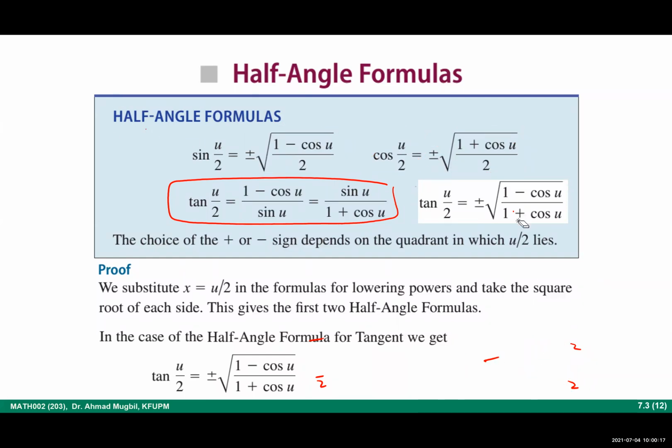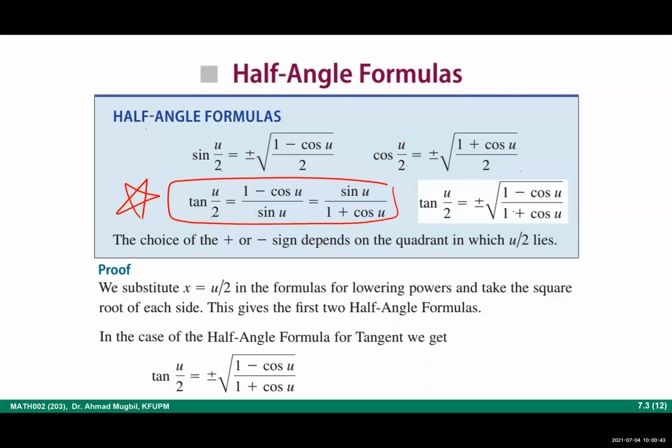So let me just erase everything else, and I want you to focus on this. This is so important, how to obtain these formulas, because they are interesting. The tangent of half of the angle can be written in terms of sine and cosine. How to do that? This is interesting. So again, the basic idea is coming from tangent u over 2. It is sine u over 2 over cosine u over 2.